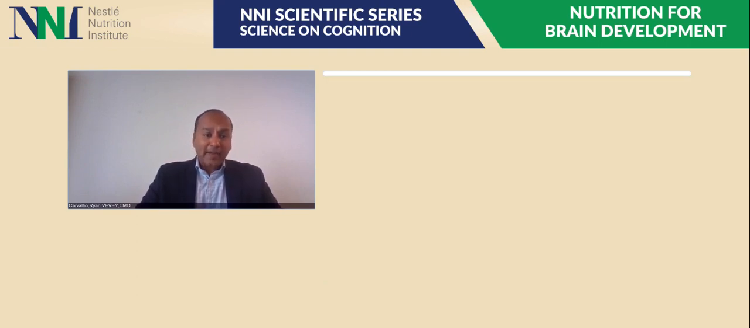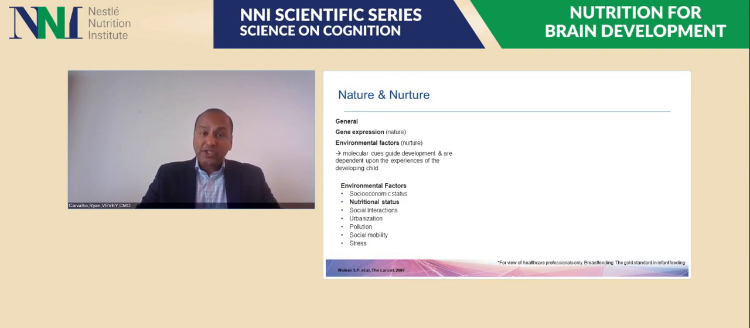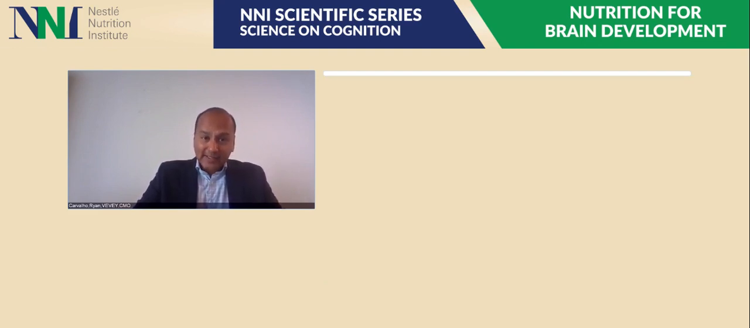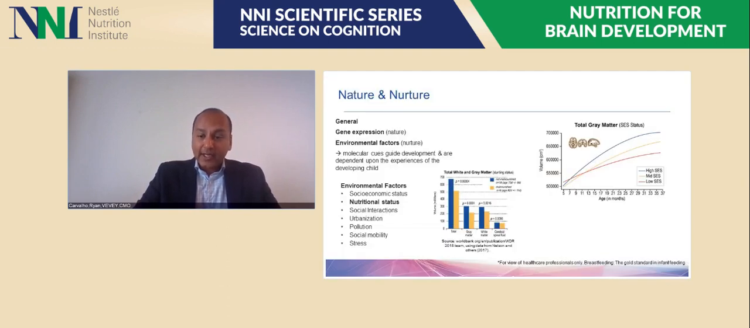And then within the environmental factors, we know from published data that the socioeconomic status as well as the nutritional status is key. Other factors that really play a difference are social interactions, urbanization, pollution, social mobility, and stress. But let's look at the data that convinces us of the role of nutrition in early brain development. Here are two charts that convince us that nutrition is important.